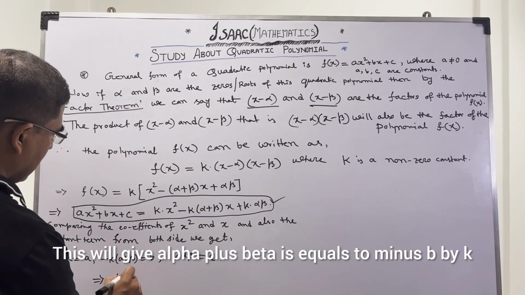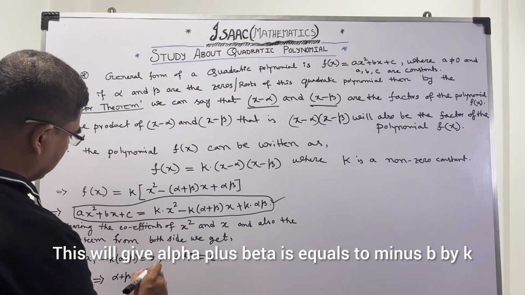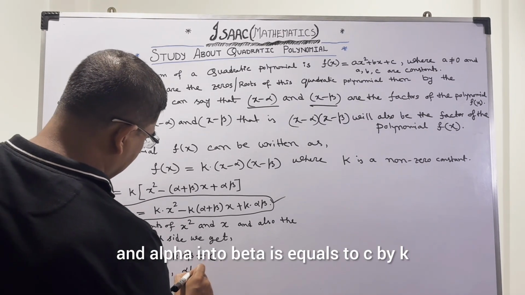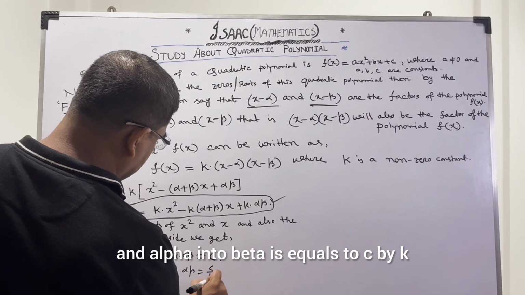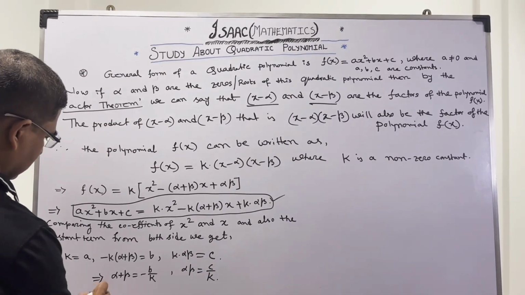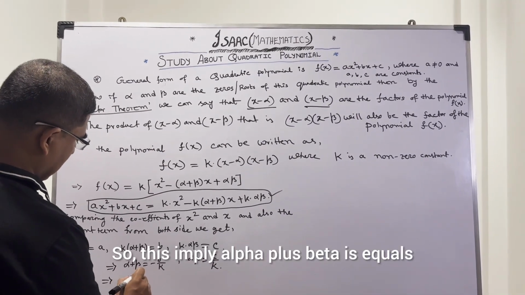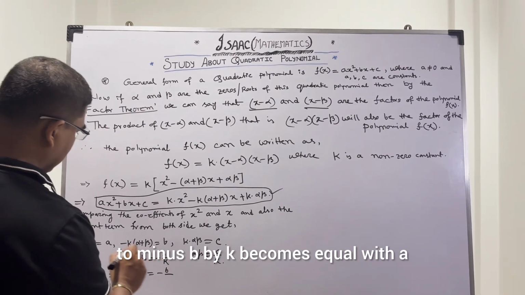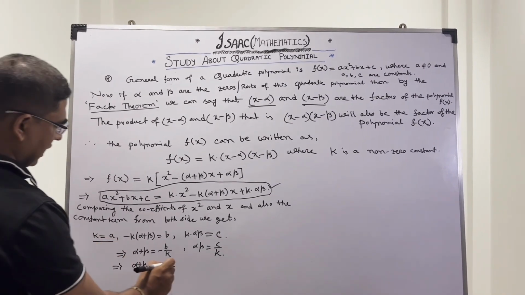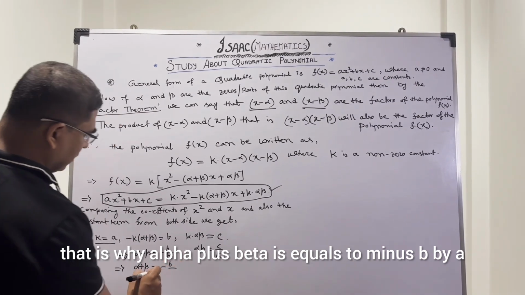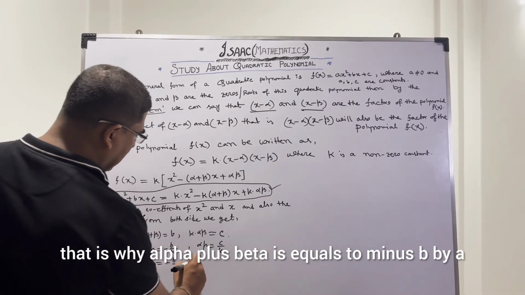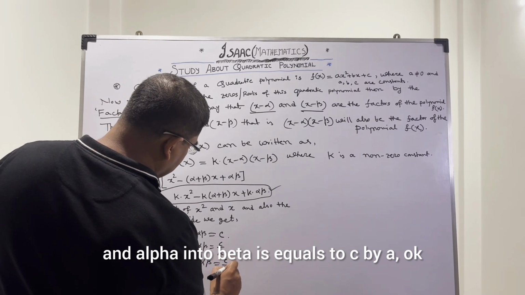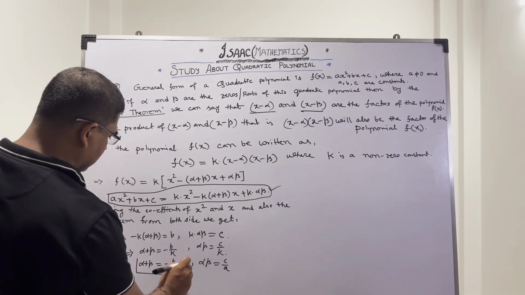This will give alpha plus beta equals minus b by k, and alpha into beta equals c by k. So these imply alpha plus beta equals minus b by k, and since k equals a, alpha plus beta equals minus b by a, and alpha into beta equals c by a. Okay.